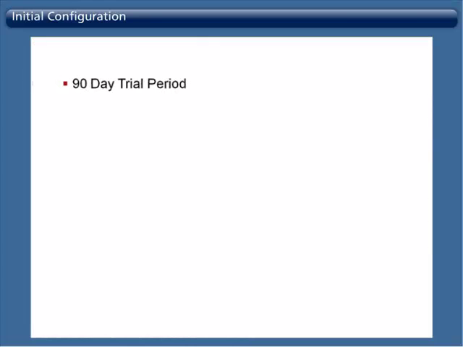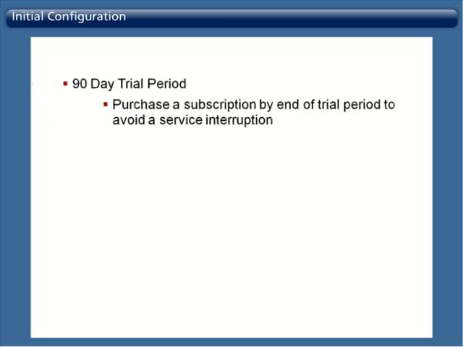The ProxyOne appliance ships with a 90-day trial period. To ensure uninterrupted service, you must purchase and apply a license before the expiration of the trial period. Your initial configuration is now complete.